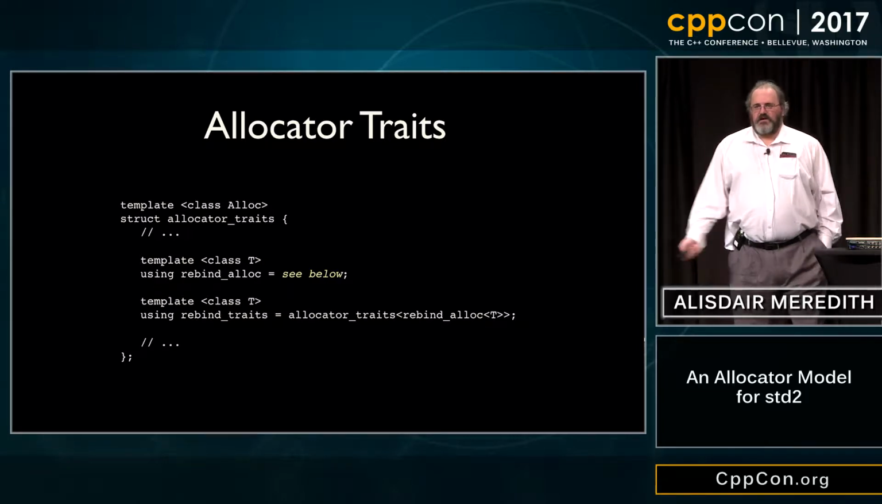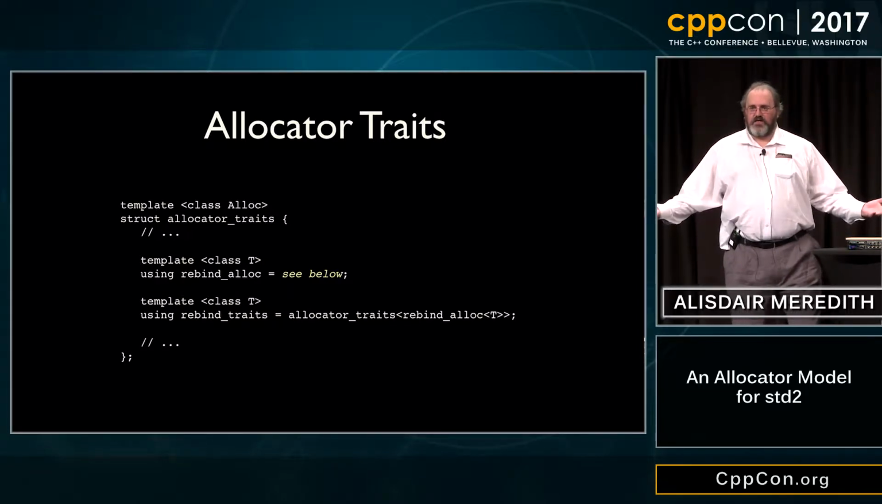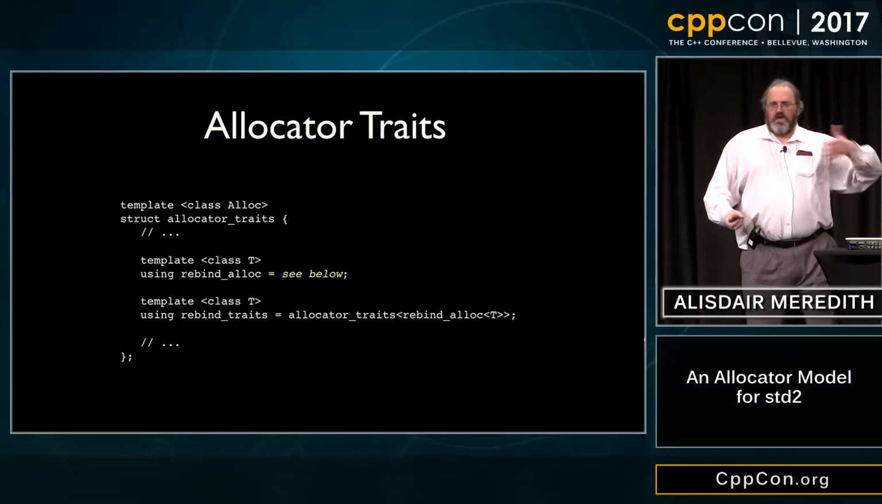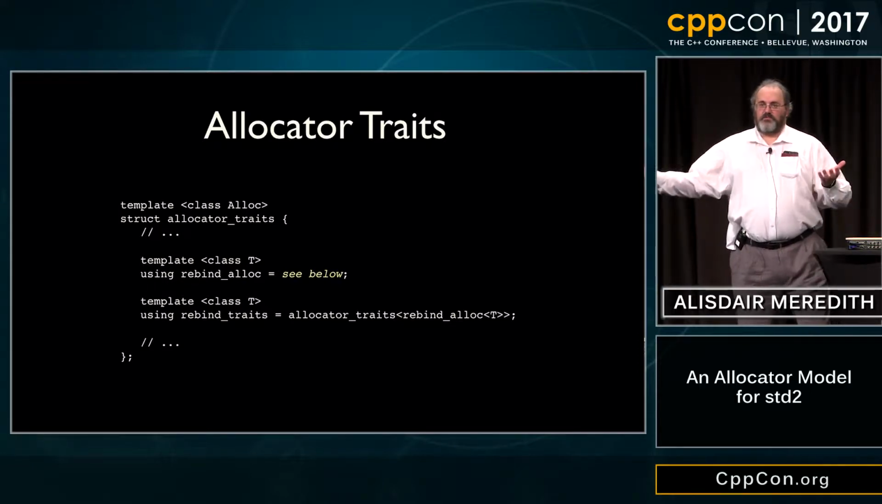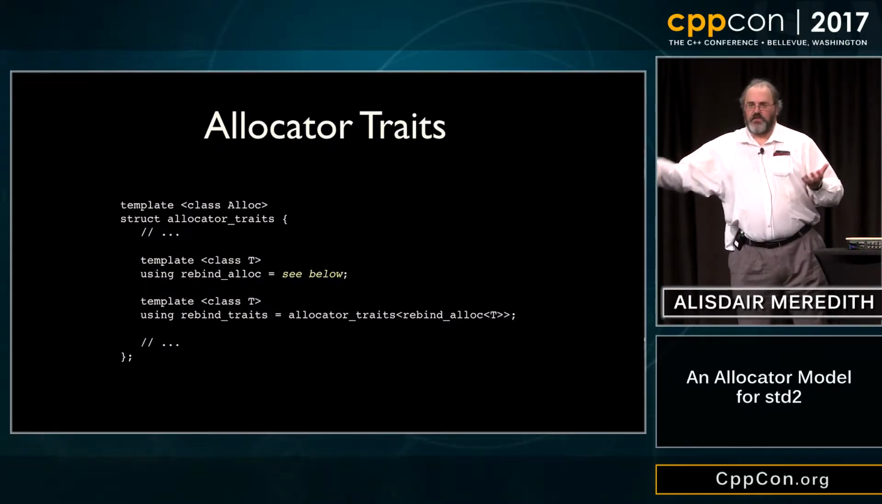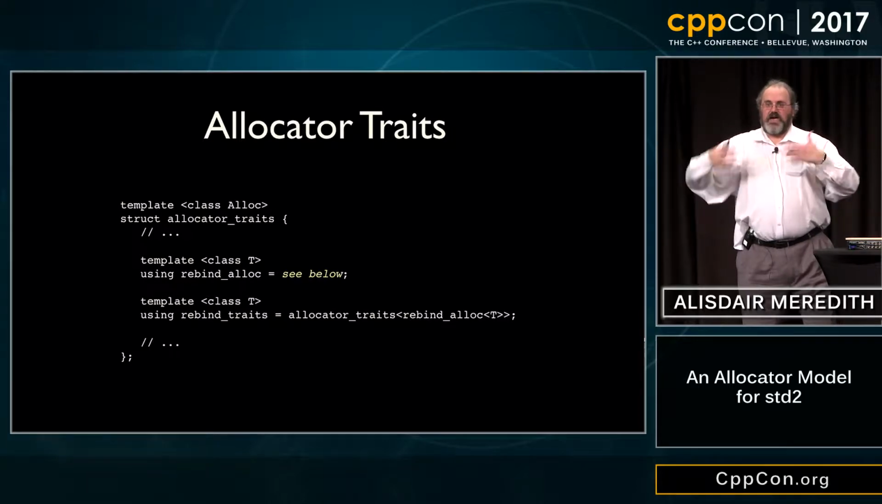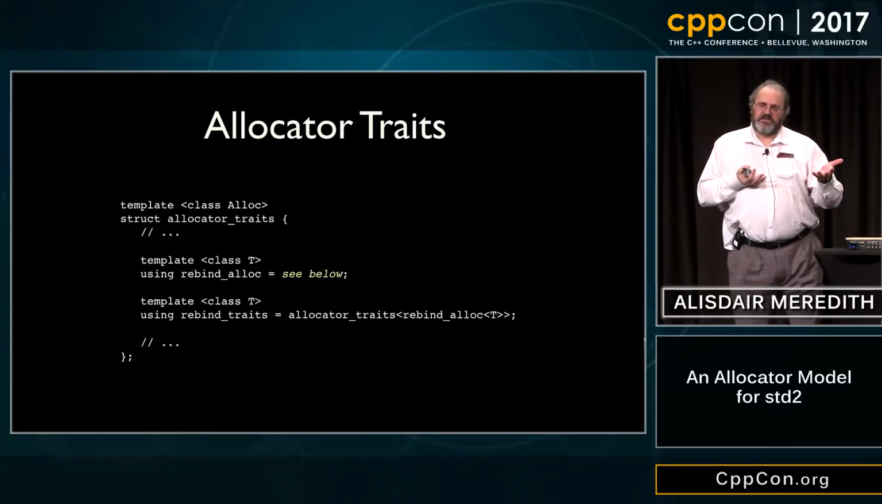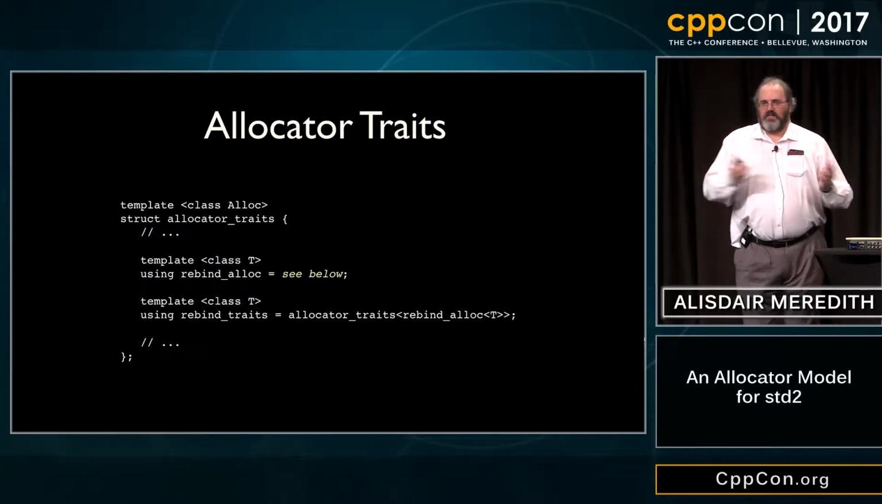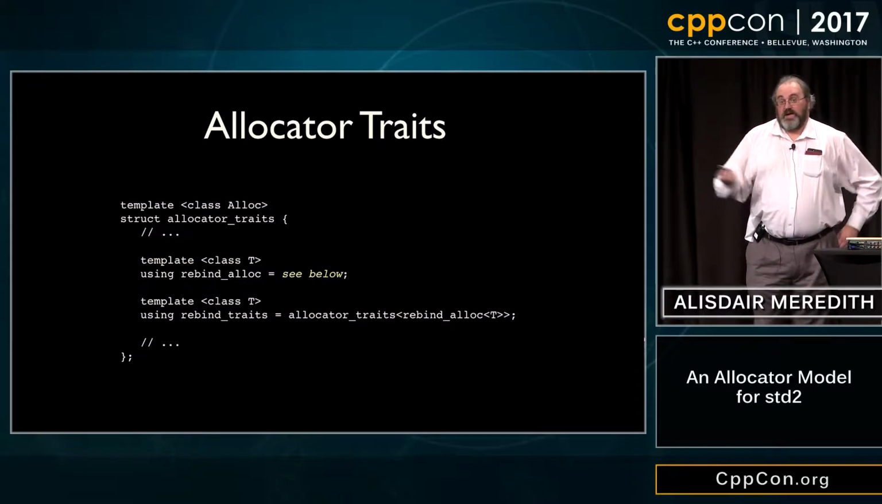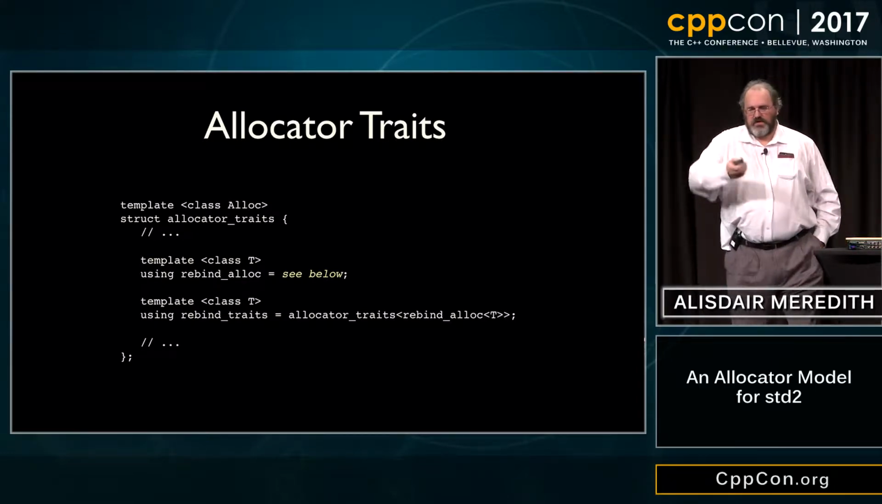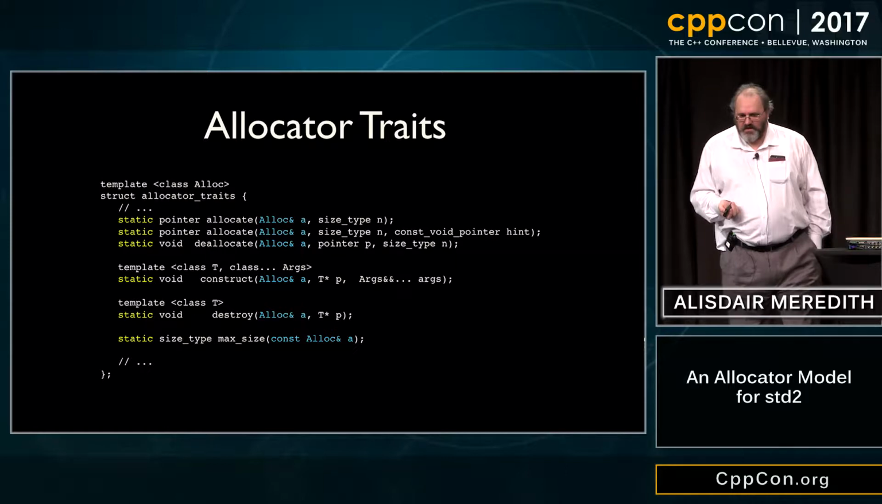Likewise, we need to be able to rebind, because allocators have to be class templates. I've got an allocator for int, and then I want to store it in a list, so I need to have a node that holds an int. So I need to allocate something different than the allocator the user gave me. I can rebind and have an allocator for the kind of thing I want to allocate for now. From the same family, all through the allocator traits.